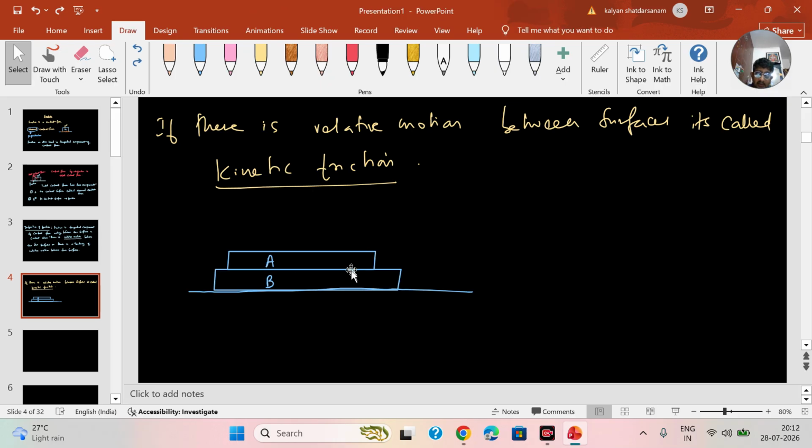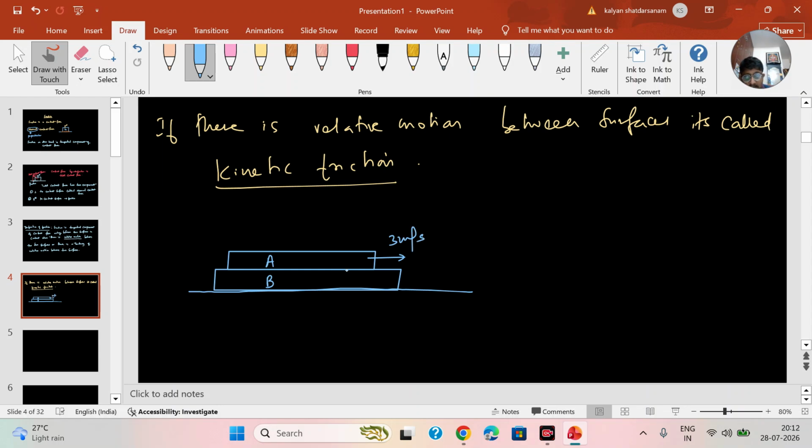Suppose A is moving with 3 meter per second velocity. So this upper block or upper surface is moving, and lower is moving with, let us say, 4 meter per second velocity. So you see now the two surfaces of A and B which are in contact, they are not relatively at rest. There is a relative motion between them. They are moving separately with different velocities. So the friction between A and B will be kinetic, first point.